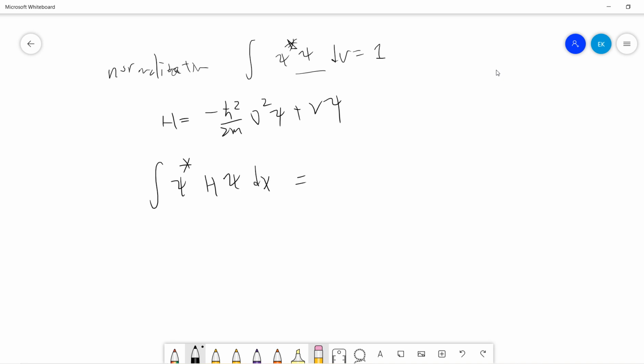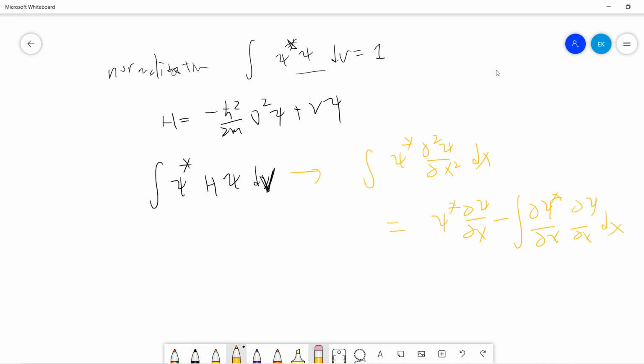Let's focus on the x. Sorry, this is dV, right? Let's focus on the x direction. So we only focus on the x direction. Then this term, the kinetic term, is basically this. And then you can do the integration by parts. Then you will get this one. Okay, so just do a simple integration by parts.